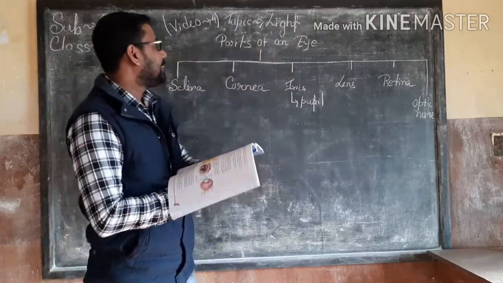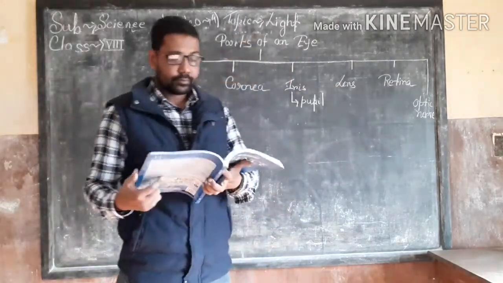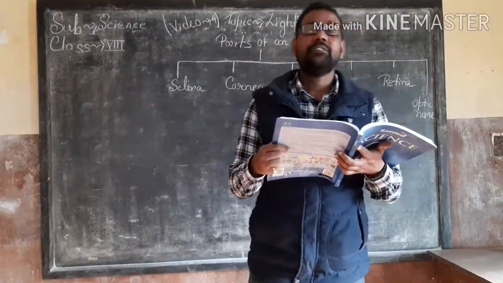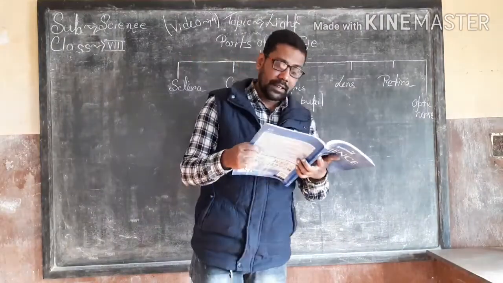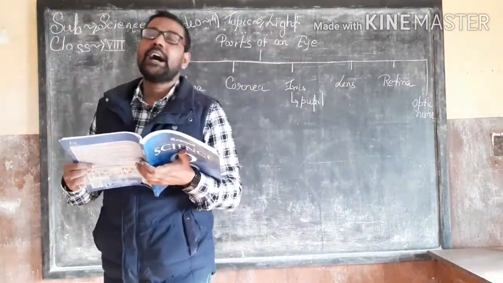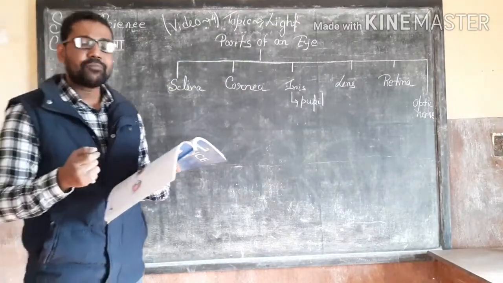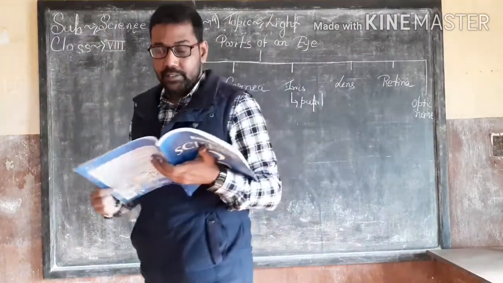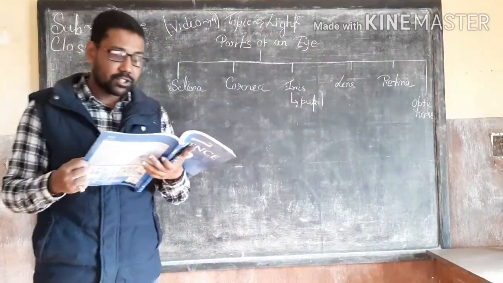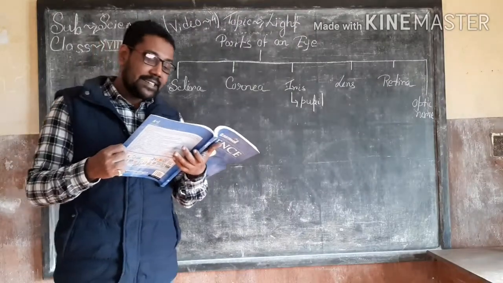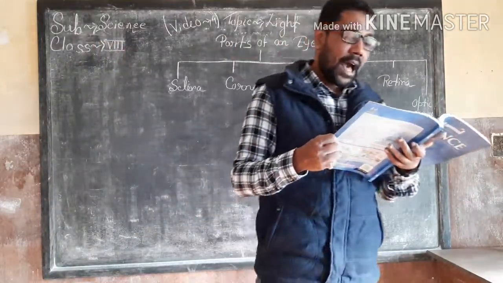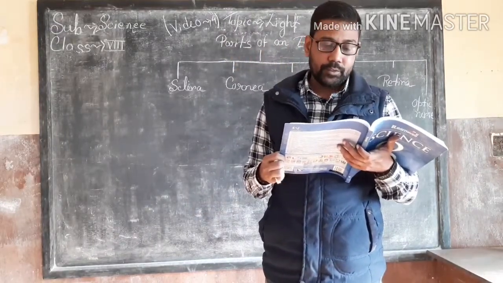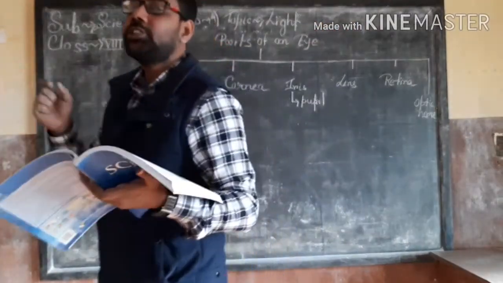The next part is the lens. A transparent double convex lens lies behind the iris. So, a transparent double convex lens is present behind the iris, and it is held in its position by the ciliary muscles, which can change the thickness of the lens. So, what is the function of the ciliary muscles?